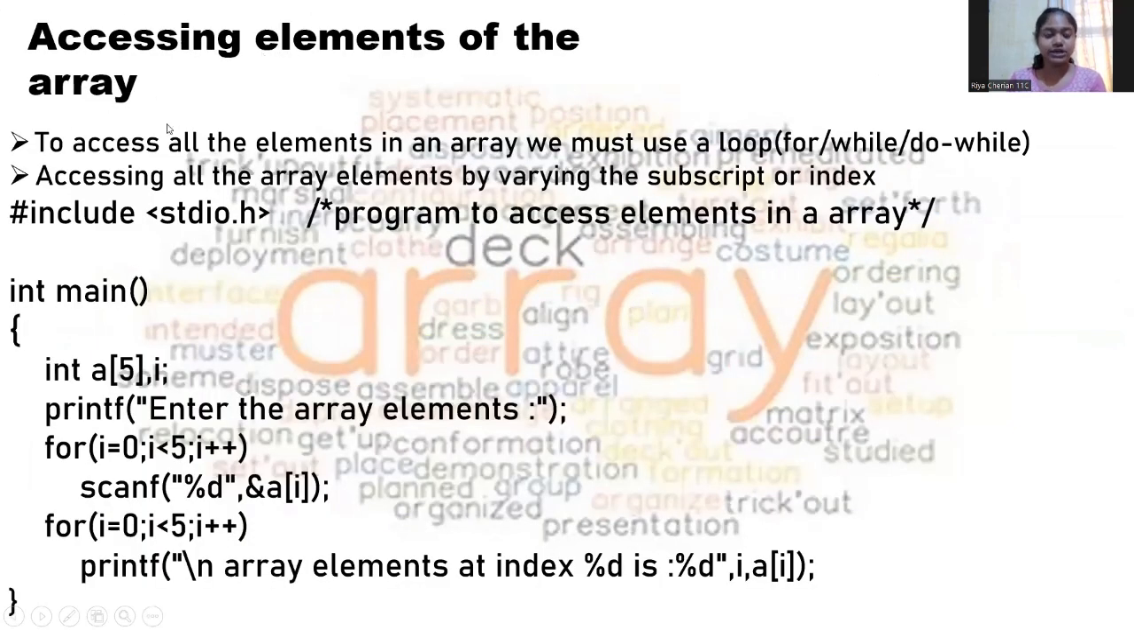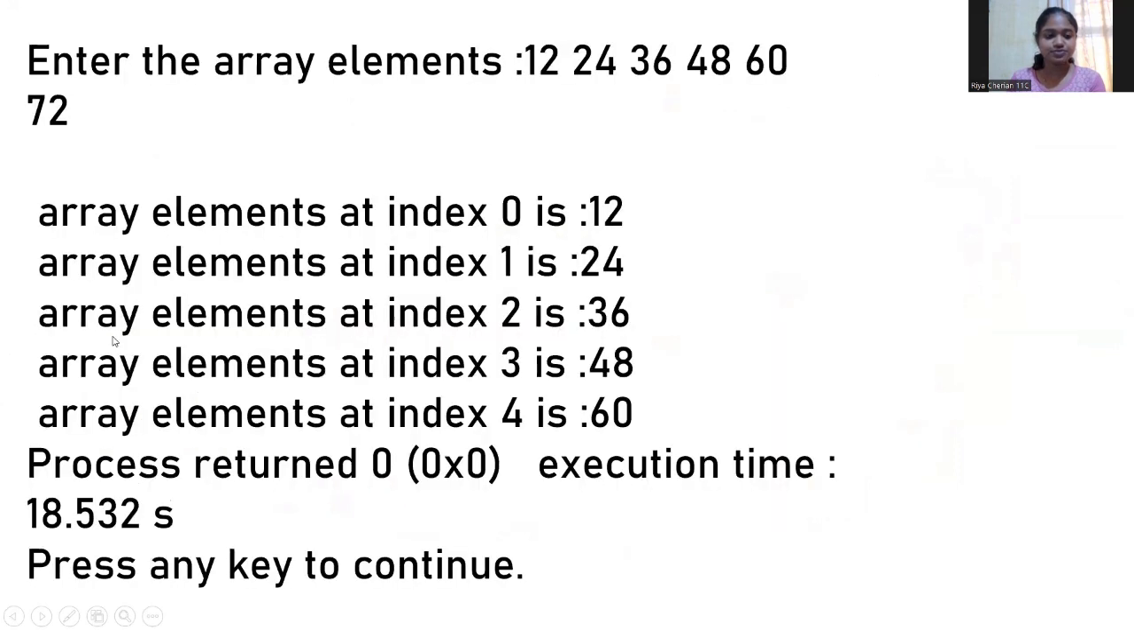Accessing elements of the array. To access all the elements in an array, we must use a loop. For example, for loop, while loop, or do while. This is a program to access elements in an array where for loop is used. We have given the input through keyboard and this is the output.